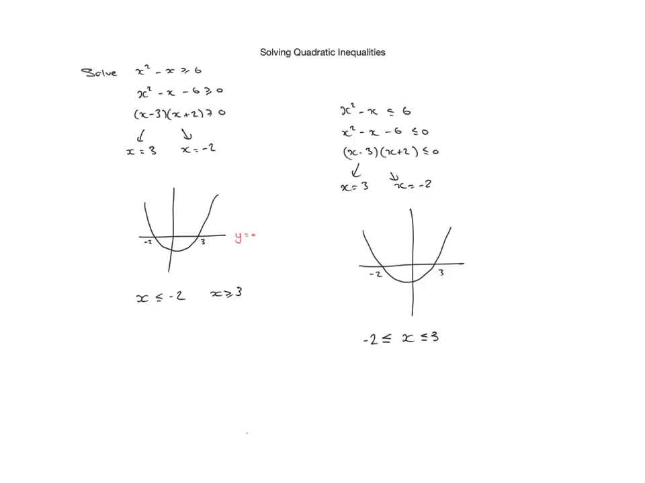So, it's really, really important that you look at the inequality, because the inequality tells you which part of the graph you're going to want for your answer. So, you can see here, once we've flipped this inequality, that we get two different answers.